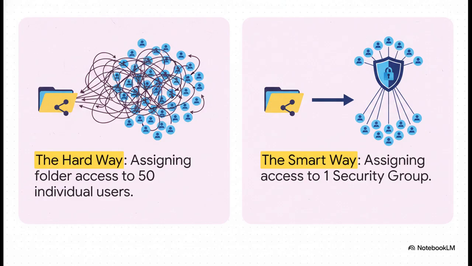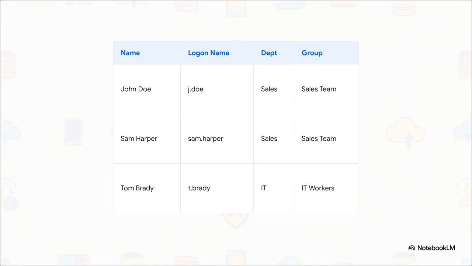The smart way? You create a single group called HR Team, assign the folder permissions to that group just once, and then simply drop your 50 users inside it. By dropping users into something like this sales team group, they instantly inherit all the permissions associated with that specific team. If that group has read and write access to a shared drive, those users automatically get it. Remove them from the group and they instantly lose it. It makes your access management so clean and granular.